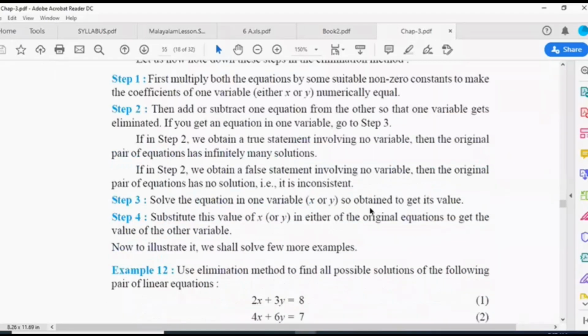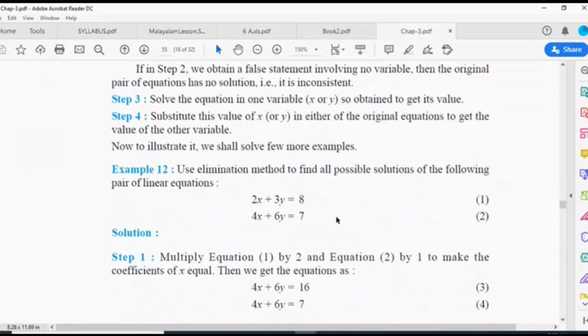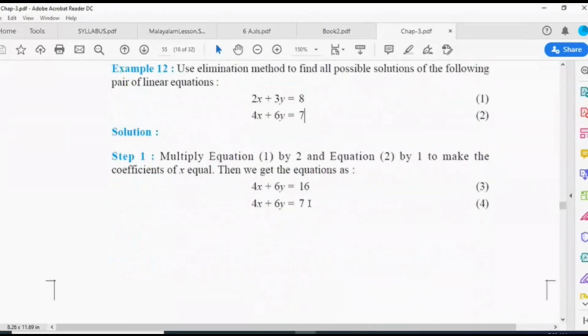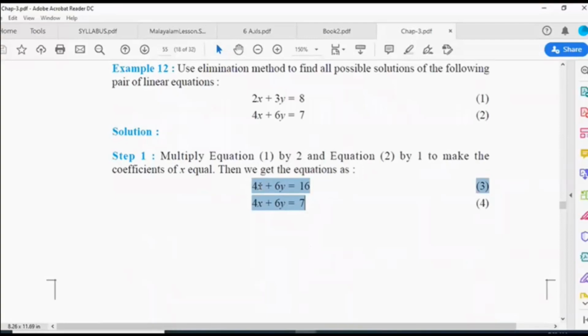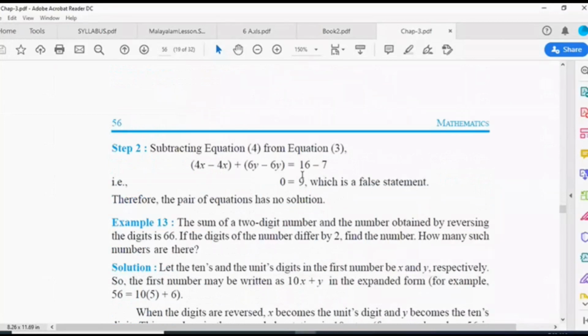And another problem, the second problem here. The equations are directly given. You simply multiply the first equation by 2. You can make the coefficients equal. After you multiply the first equation by 2, you will get a similar equation, not the same, as the constant terms are different, but the x terms and y terms are equal. So if you subtract, you will get a false statement.